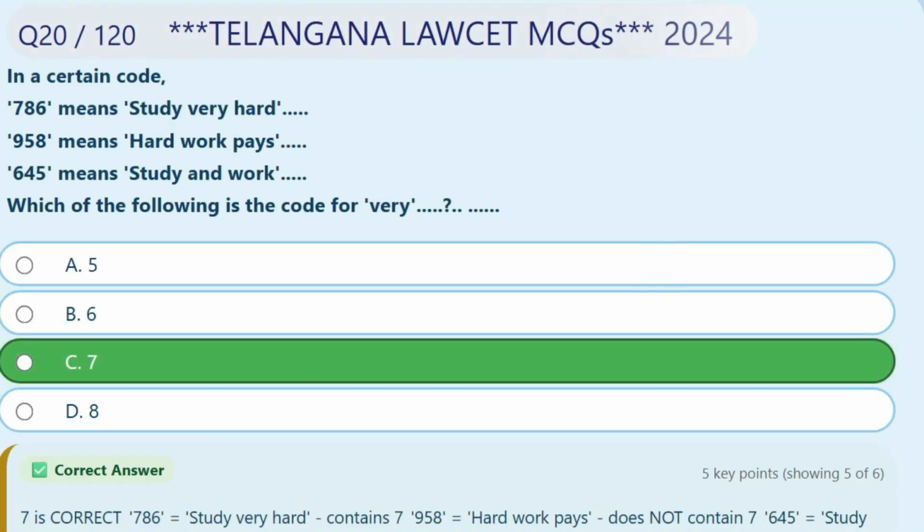In a certain code, 786 means study very hard. 958 means hard work pays. 645 means study and work. Which of the following is the code for very? 7.